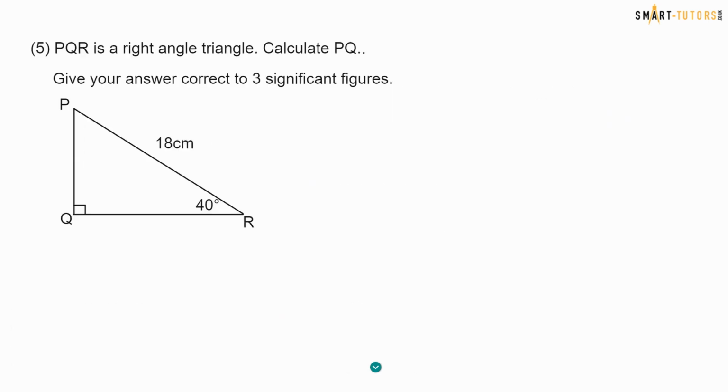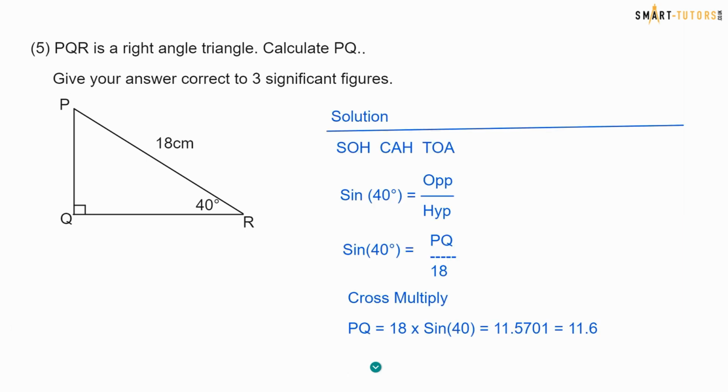Now question number 5. PQR is a right angle triangle. Calculate PQ. One of the angles is given, and give your answer to 3 significant figures. This is a straightforward trigonometric question. Let's look at the solution for this one. You need to use the SOHCAHTOA formula, which means sine is opposite over hypotenuse, cos is adjacent over hypotenuse, tangent is opposite over adjacent. You have to remember this formula.